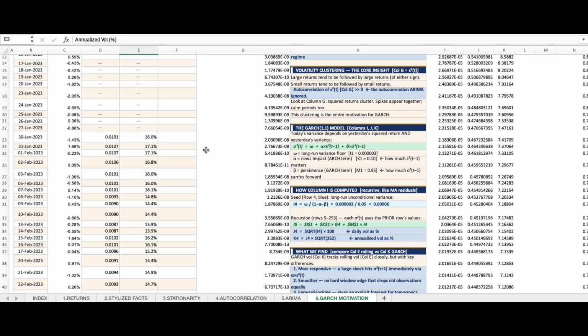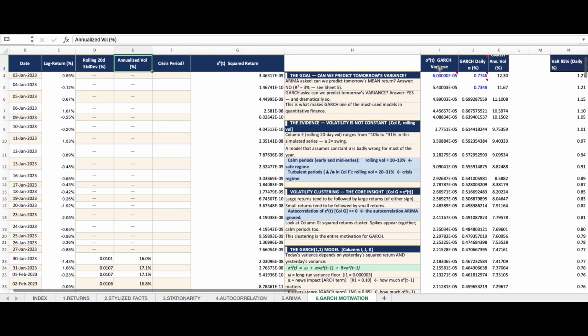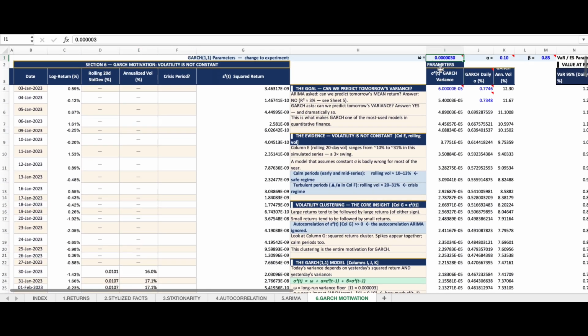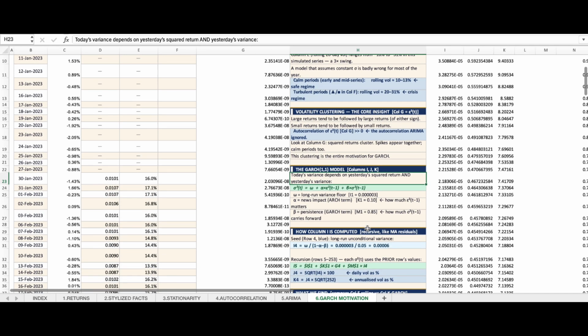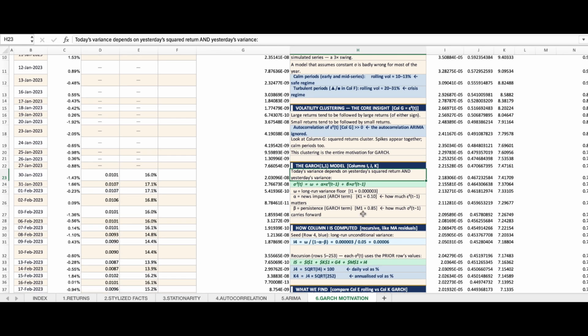Now in this workbook, omega is very small, this value. Alpha is 0.1, beta is 0.85. Now if you notice, alpha plus beta equals 0.95. The closer this sum is to 1, the more persistent volatility is, so shocks take a long time to decay. The fact that alpha plus beta is less than 1 is important for stationarity of the variance process.